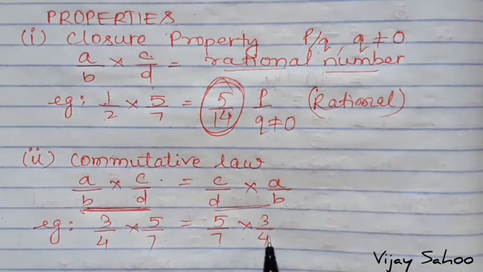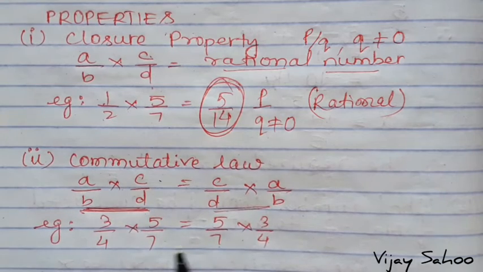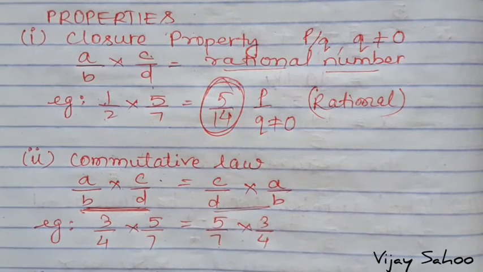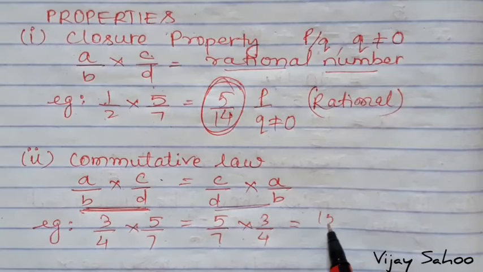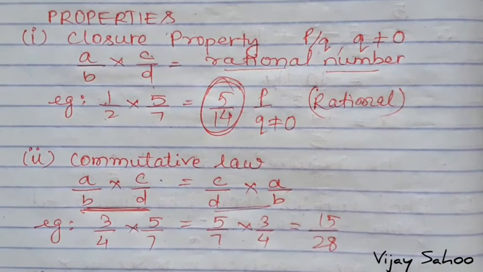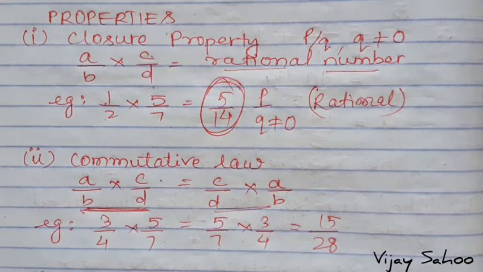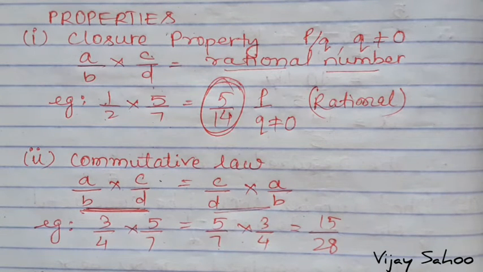What you see here is that I have just changed the order. Am I going to get the same answer? Yes, it will be 15 by 28. So the commutative law states that if we take two rational numbers and multiply them in any order, we will always get the same answer.